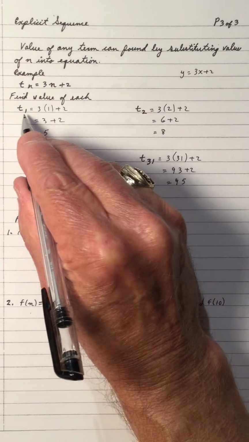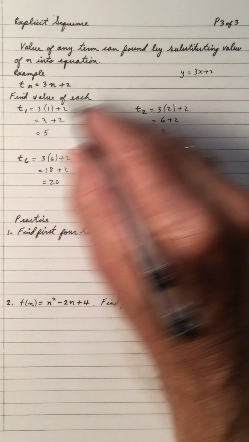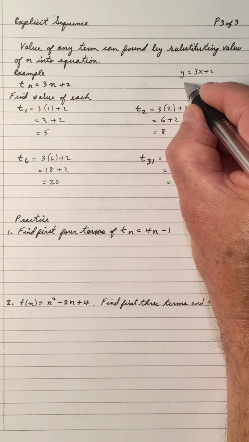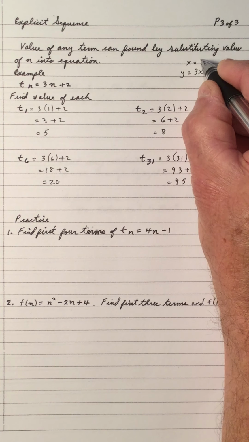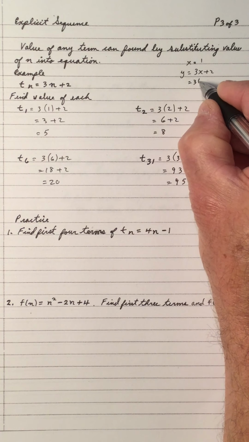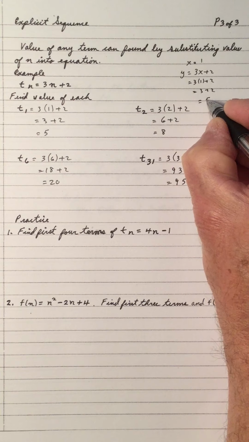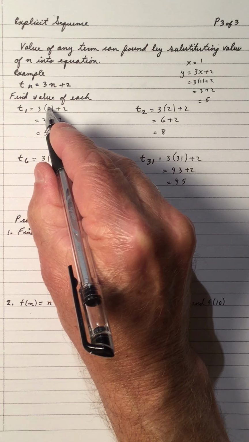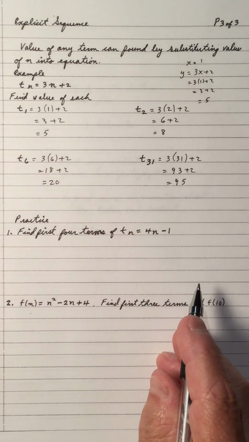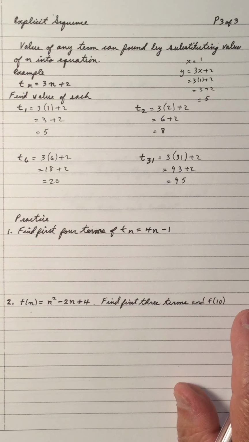This is very similar to this, and you'll see that is true coming up later, where you say x is equal to 1. So you put a 1 in for x, and you get 3 plus 2 is 5. So that's very similar to what we're doing here. So we can put any n in, and we'll come up with that term.